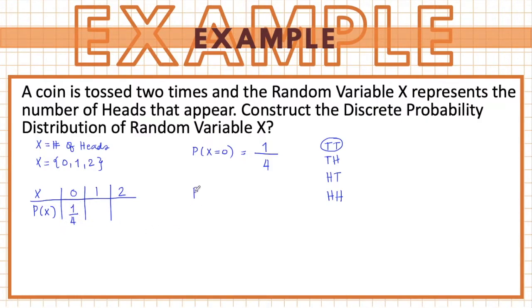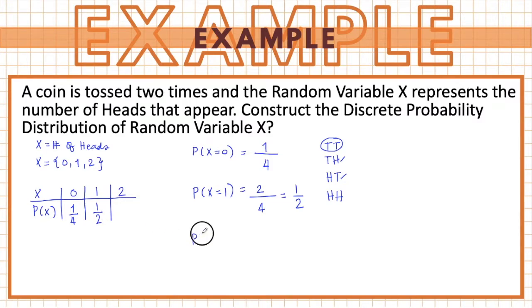Next, we compute for probability that x is equal to 1. So, pag x is equal to 1, ibig sabihin nito, there is 1 heads in the outcome. So, again, ang all possible outcome natin, ang denominator natin ay 4. And then, ang ating numerator ay kung ilan yung outcome na isa yung heads na lalabas. So, here are the outcomes, yung tails, heads, at yung heads, tails. So, this is 1, 2. So, 2 favorable outcomes. Then, simplify, this is 1/2. So, the probability that x is equal to 1 is 1/2.